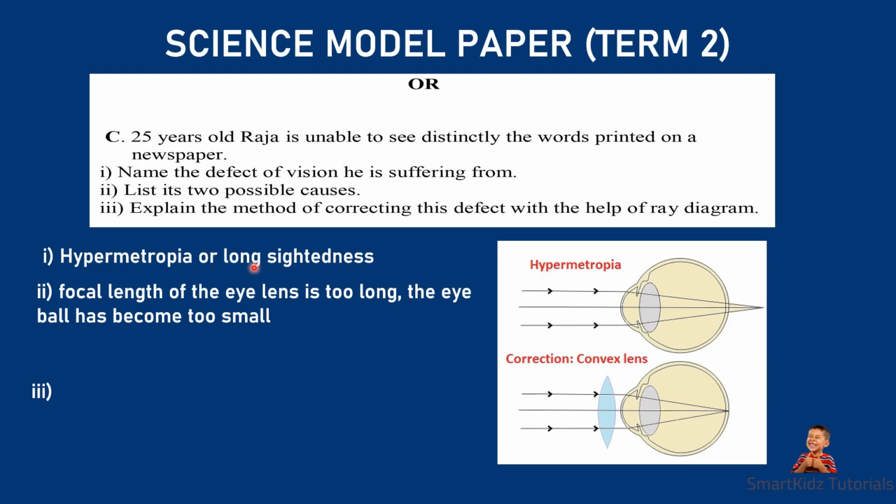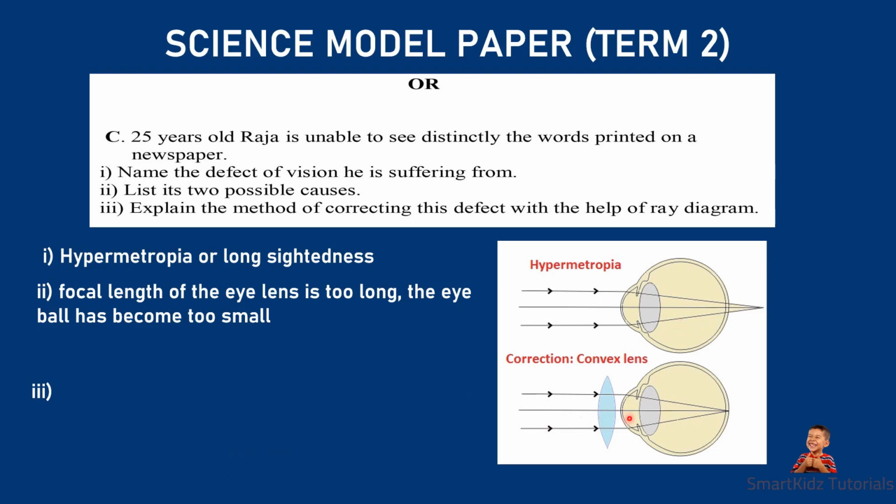So, suffers from hypermetropia or long-sightedness. Okay, and why is this caused? Focal length of the eye lens is too long, the eyeball has become too small. Okay, you look over here, the focus is beyond the retina, so can see things which are at a distance very clearly, but can't see things which are close by.